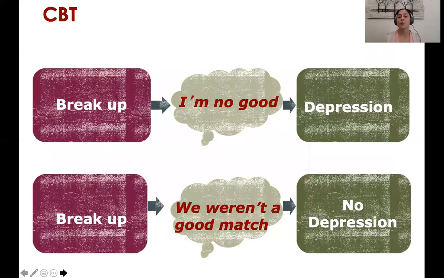Here's another example of how an event can be interpreted in multiple ways. In this case, the same event was interpreted in two different ways. That event was a breakup. In the first case, it was interpreted as "I am no good, I am not worthy of a relationship," and it resulted in feelings of depression. In the other, it was interpreted in a more realistic and functional manner, stating "we weren't a good match," and that resulted in no depression.